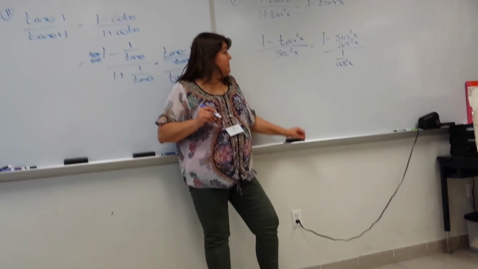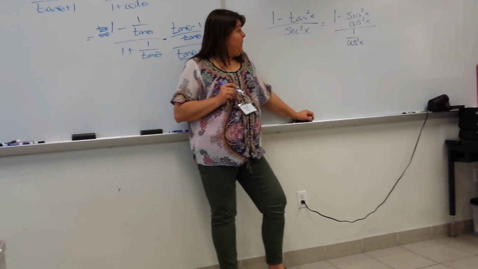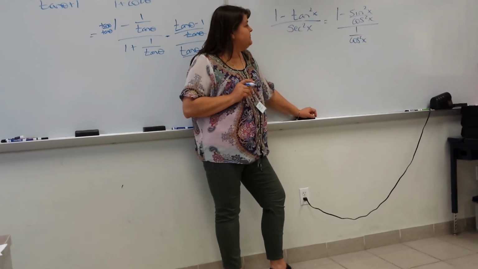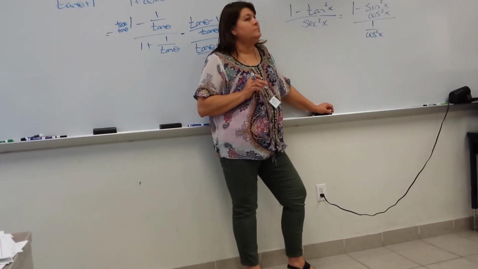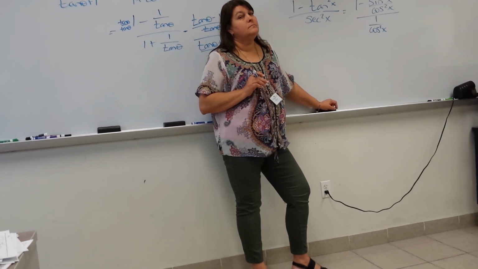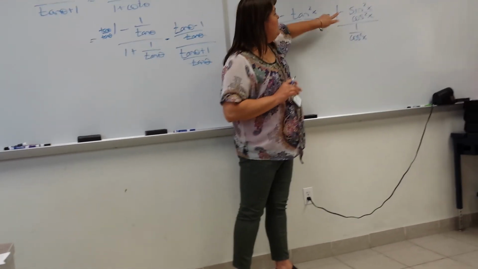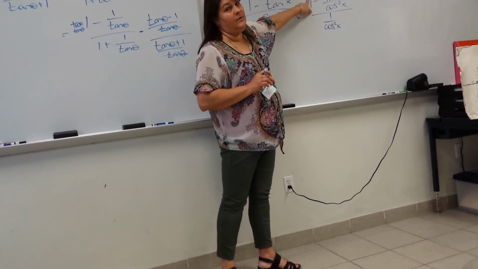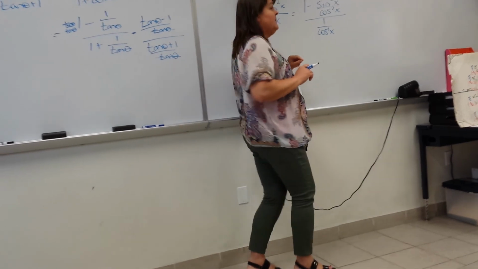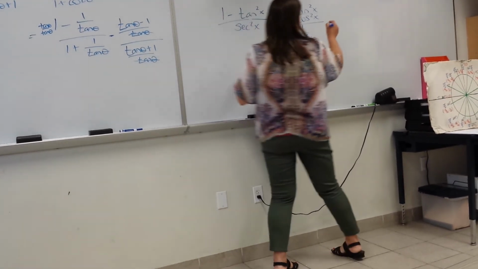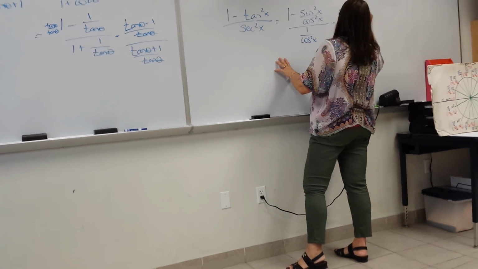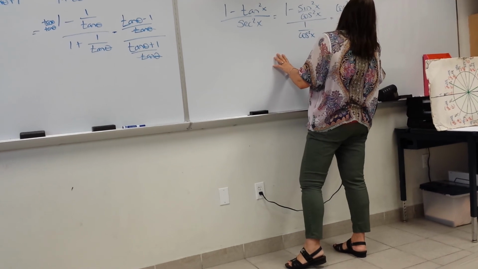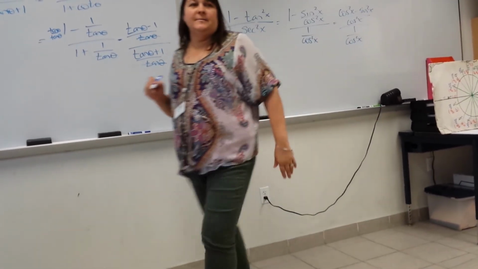Does that make sense? Yes. Can you do the thing where we make that 1 able to subtract with the sine squared? We could do that. You have 1 over 1, you multiply the denominator by cosine squared and the top by cosine squared. So I have cosine squared minus sine squared over cosine squared, all over 1 over cosine squared.